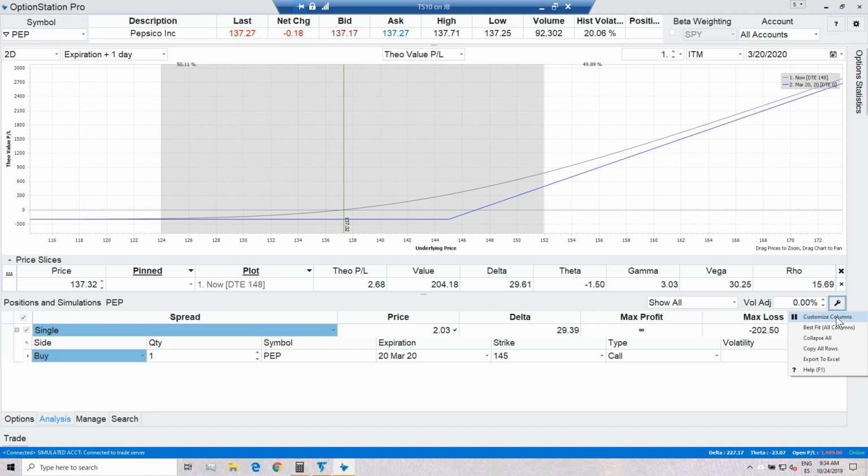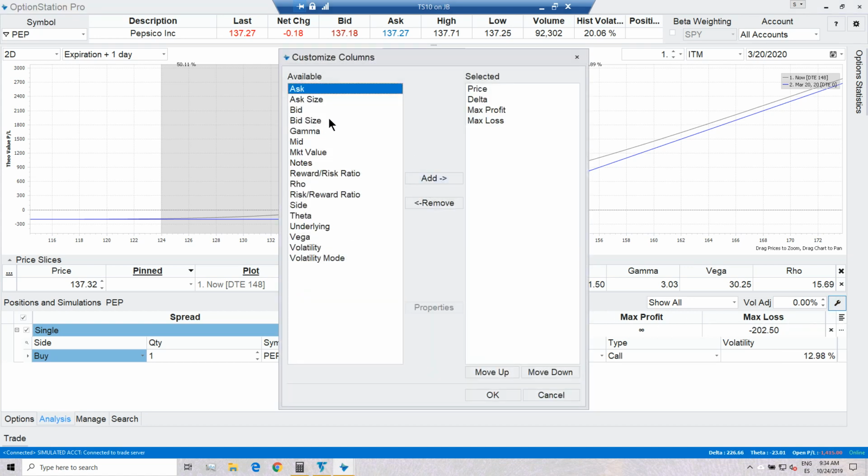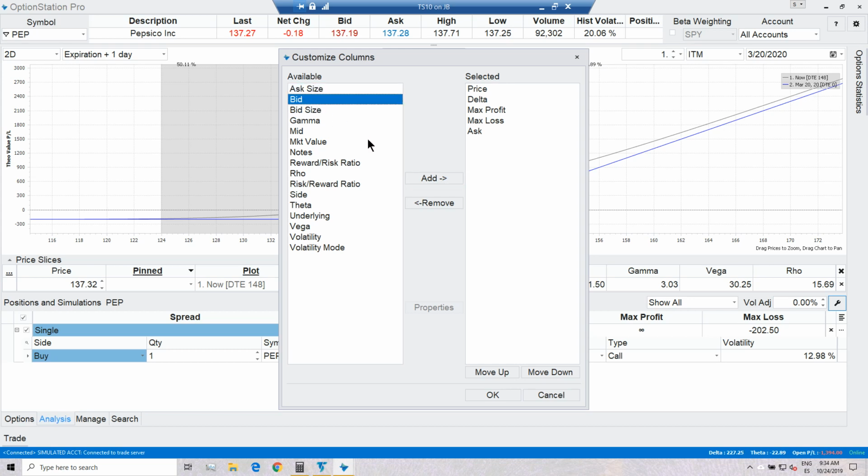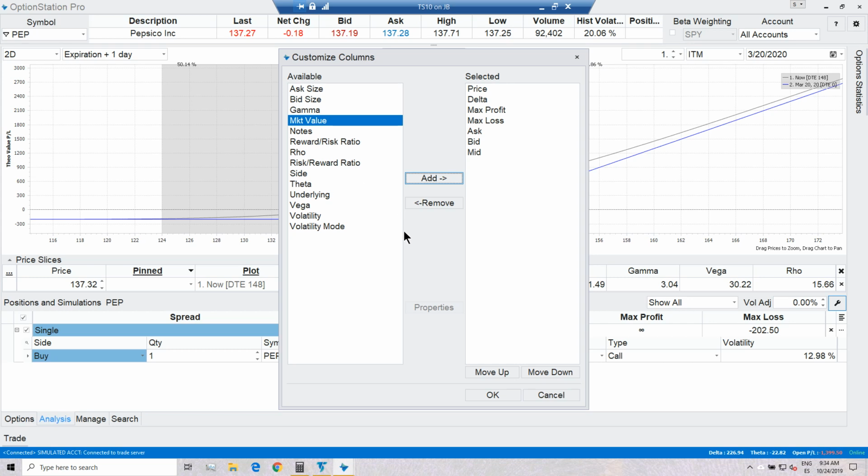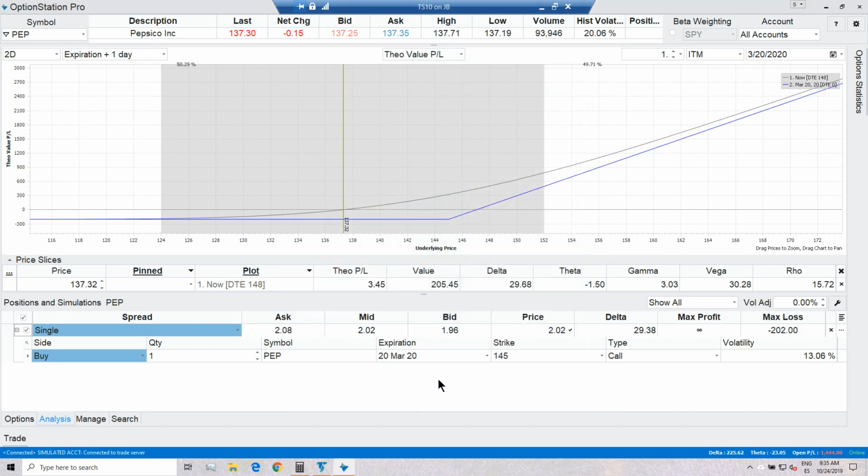So I just want to customize some of the columns I want here. So ask and bid, and I also want the mid. Yeah, that's going to be helpful. So the ask, the mid, and the bid. So I get to see it right here. The ask price is 2.08, the bid price is 1.99, the mid price is 2.04. So 2.04 is kind of like the estimation up here as well. It's a little less, but it's fine.